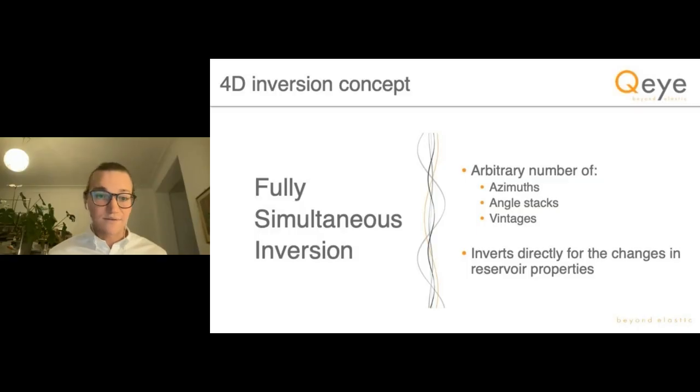And what this allows us to do is allow for one extra step of noise removal, in that the changes that we see have to have some kind of compliant AVO type behavior. And doing this allows for a little bit of extra noise rejection, as opposed to if we were to just invert each vintage separately and subtract the two.